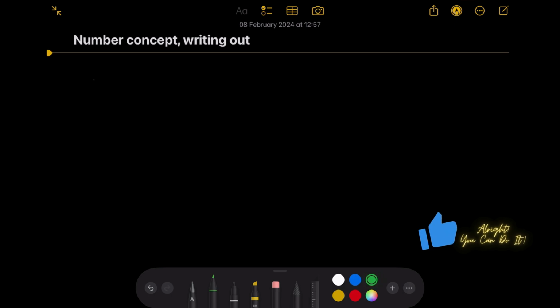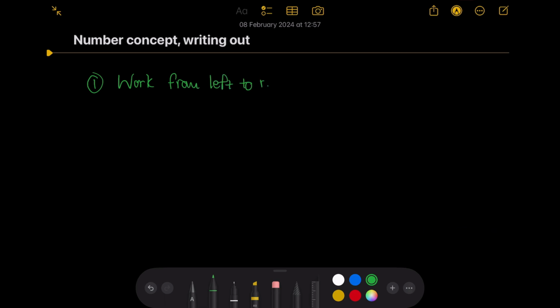So basically, when we have to write out numbers, we have to work from left to right. So often your number of the highest value will always be on your most left-hand side. Then when you are expressing it, whether you are saying it or writing it out, you'd always firstly state the number with the highest value, and then you'd work towards your right, approaching numbers of decreasing value.